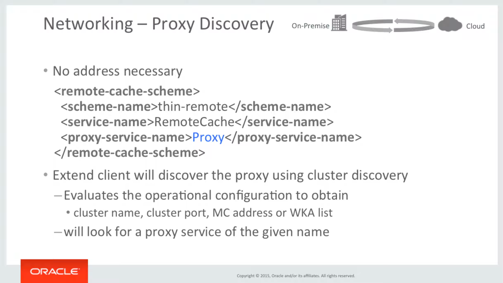Along with the proxy service name element, you can also specify a cluster name element. That would be typically used if you had an extend client that was going to connect to multiple clusters. So you may have your primary cluster and you store that name in your operational config, and then if there's a secondary cluster you're going to connect to that has a different name, you could put that in a particular remote cache scheme, in which case Discovery would look to find that cluster by name, and then continue to look up the proxy service within it.